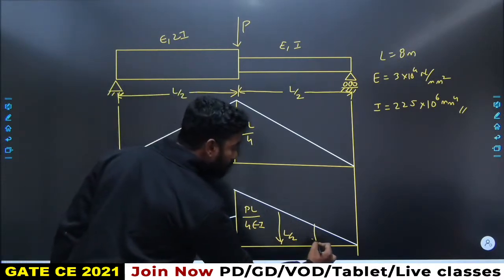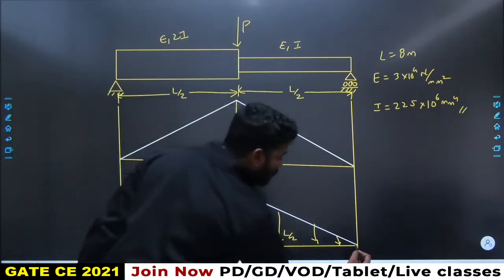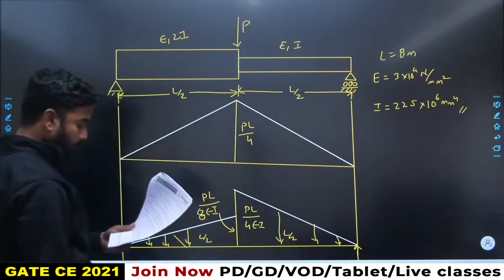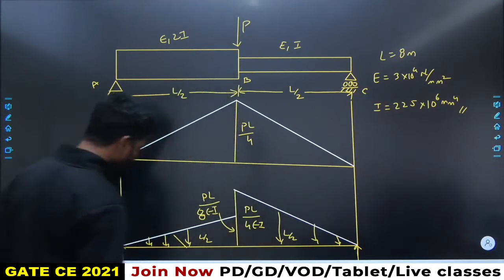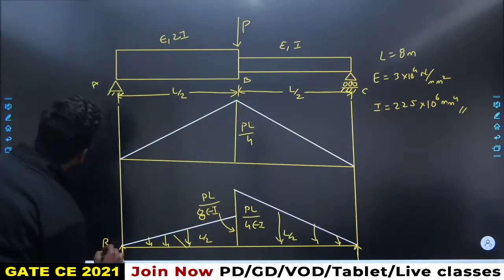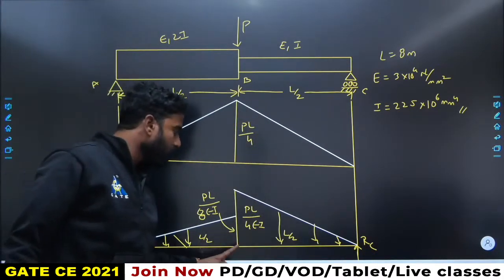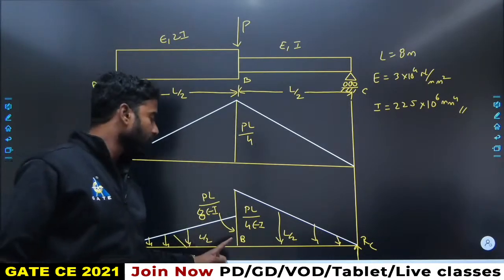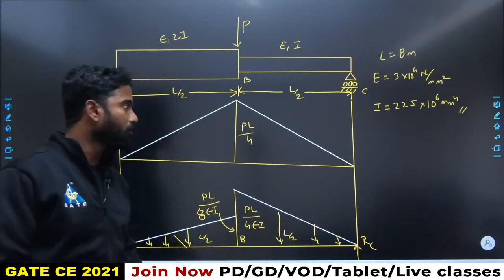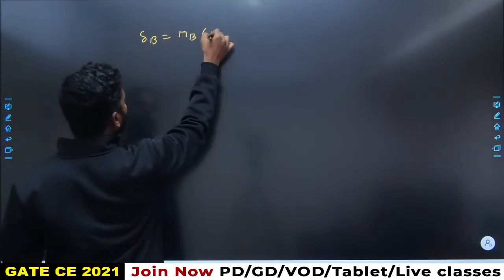This is the conjugate beam, with supports here. If I take these as A, B, C, here it would be reaction at A and reaction at C. We want the deflection at B. If you want the deflection at B, just find out the moment at B. So deflection at B equals, indirectly, the moment at B in the conjugate beam.